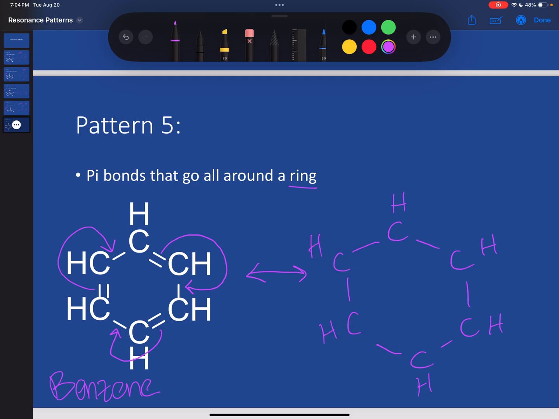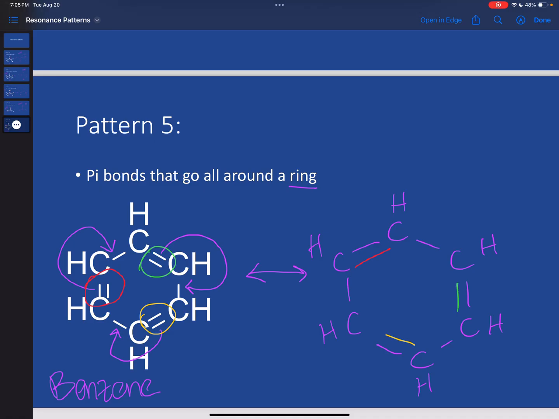Okay, so what happens is the pi bond that was here has now moved here. The pi bond that was here has now moved here. And that third pi bond that was here has now moved here. So this is now my new resonance structure of benzene. And that's it. So those are 5 patterns that you can look for to determine whether or not you have a resonance structure.